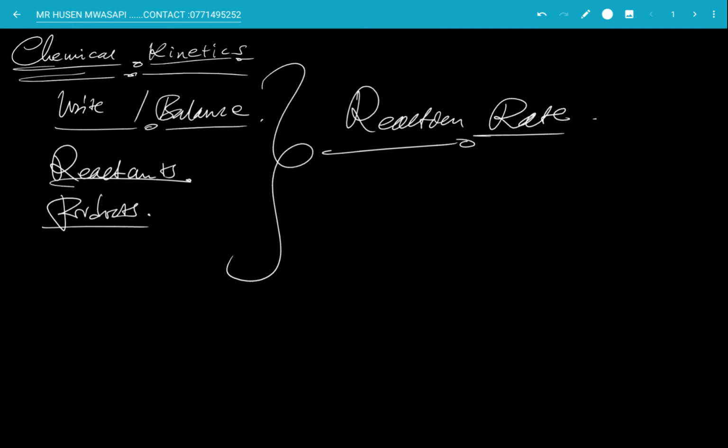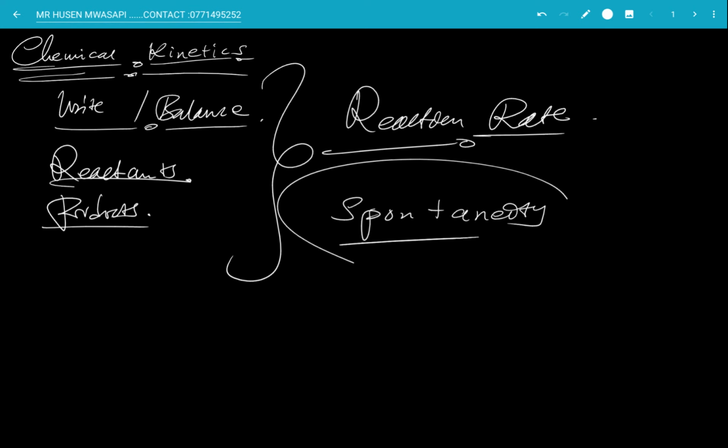So now, why is chemical kinetics important? What you have to understand is this: the spontaneity of a reaction has nothing to do with how fast a reaction occurs. If you talk about the term spontaneity, this refers to the tendency of a reaction to occur. Now, a reaction must occur at a reasonable rate for it to be useful.